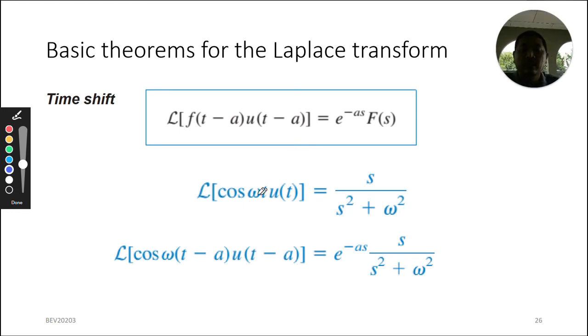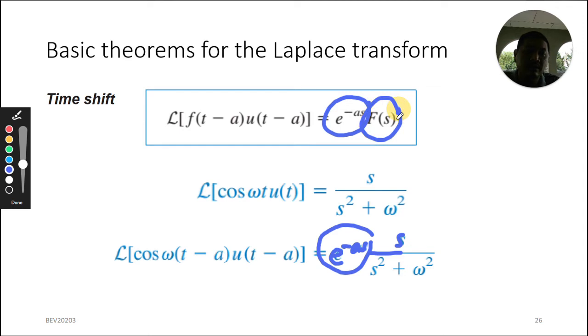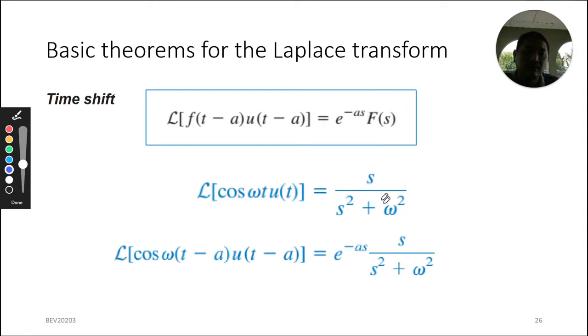So if we have cos omega t, where the t itself is shifted by a, and the u(t) is also shifted by a, then we will have the Laplace transformation as this. First, you need to put this at the front, and then do the Laplace transformation of f(t), which is F(s). So that is the difference. Make sure that the shift appears on both t's, and they are similar.